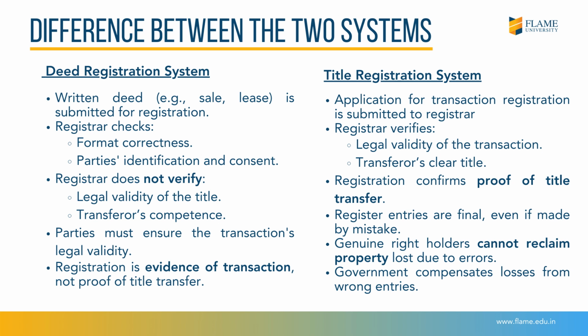An entry in the register is considered sacrosanct even if it was made due to some mistake on the part of the registrar or the parties to the transaction. Therefore, a genuine right holder who loses his property due to an incorrect entry in the register can't get his property back. However, he is compensated by the government for his loss by paying him money equal to the value of the property. I would try to elaborate on this concept through an example.